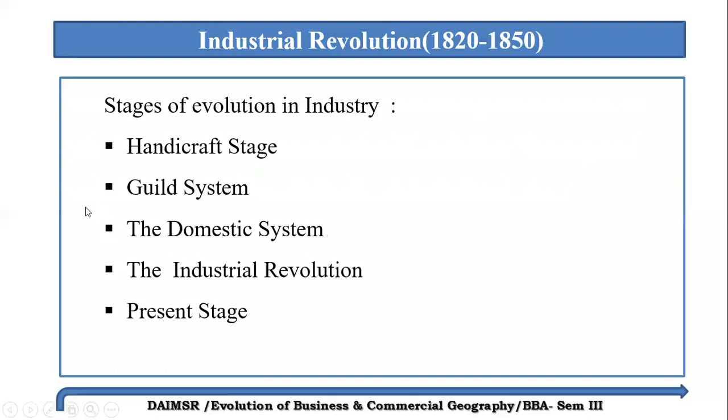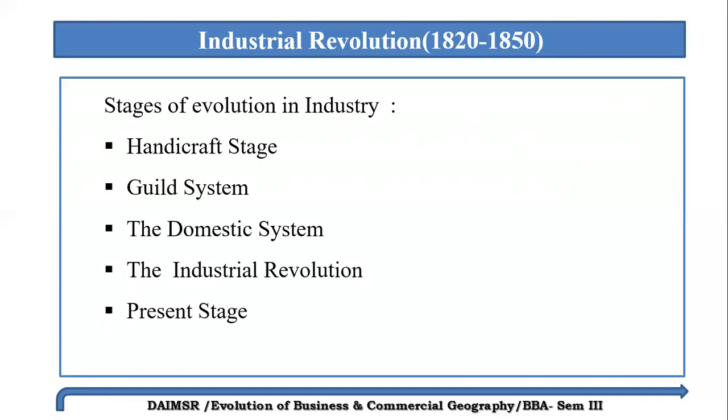After the fall of the guild system, a new system developed, which is called the domestic system. When there was an increase in population, the demand for goods increased considerably, and the artisans were not able to produce huge quantities of goods. So a new class of entrepreneurs came into existence, and these entrepreneurs gave work to the artisans who worked in their homes. After the domestic system, there comes the Industrial Revolution.